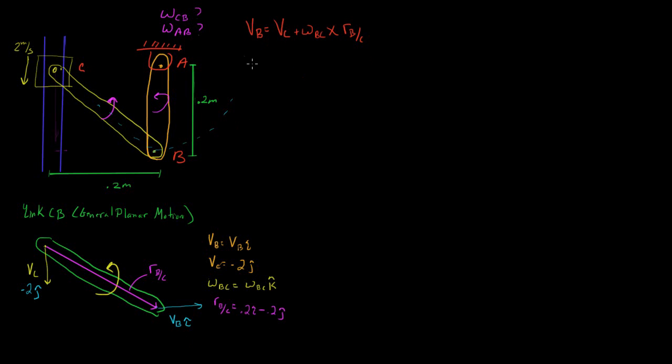So I have VB with an i component is equal to minus 2j plus this omega BC, which is a k component, crossed with the 0.2i minus 0.2j.